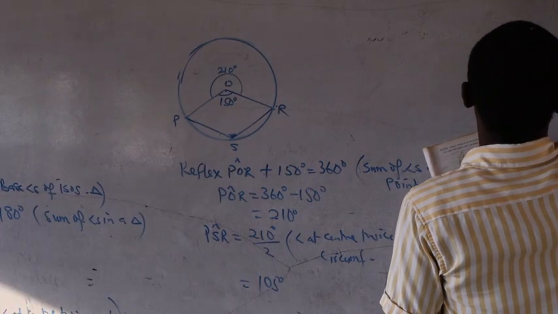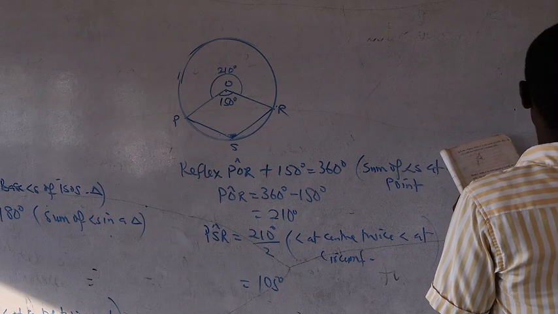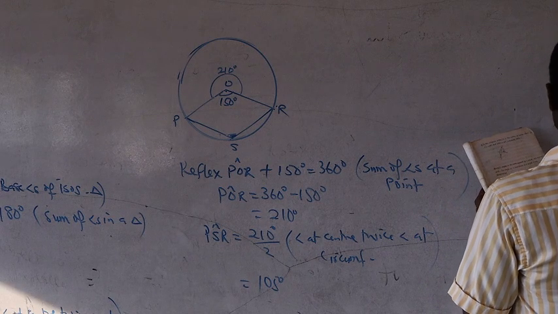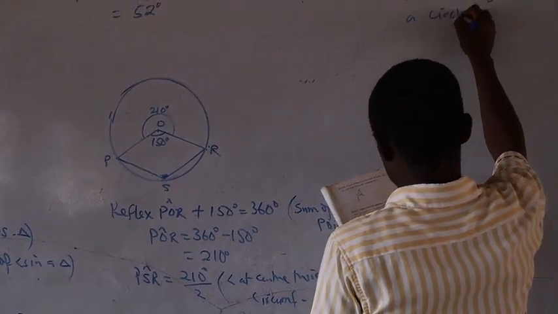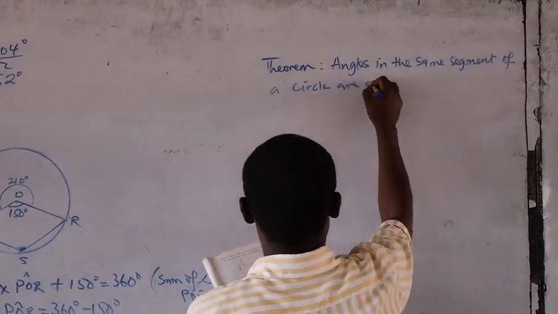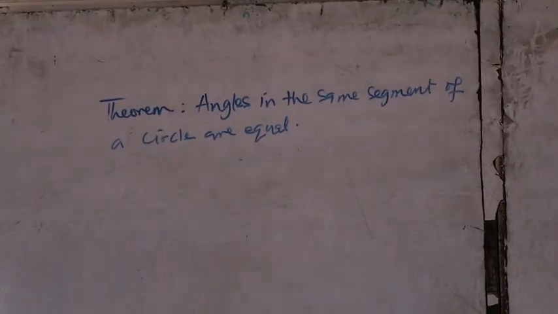Angles in the same segment of a circle are equal. Now look at this theorem.